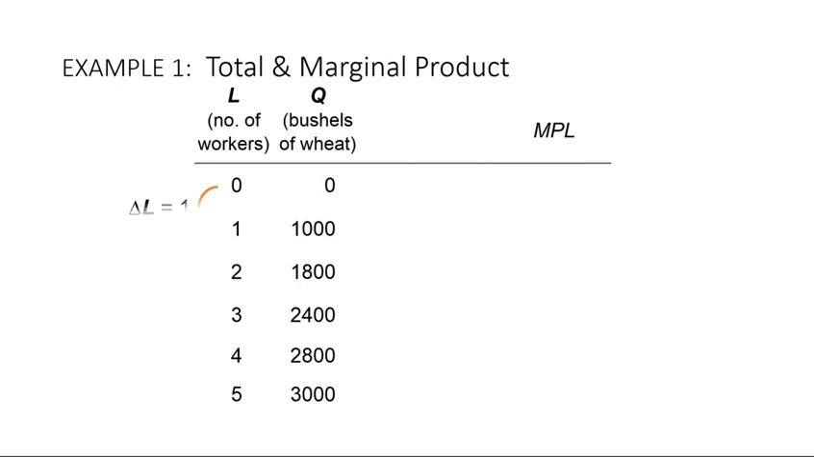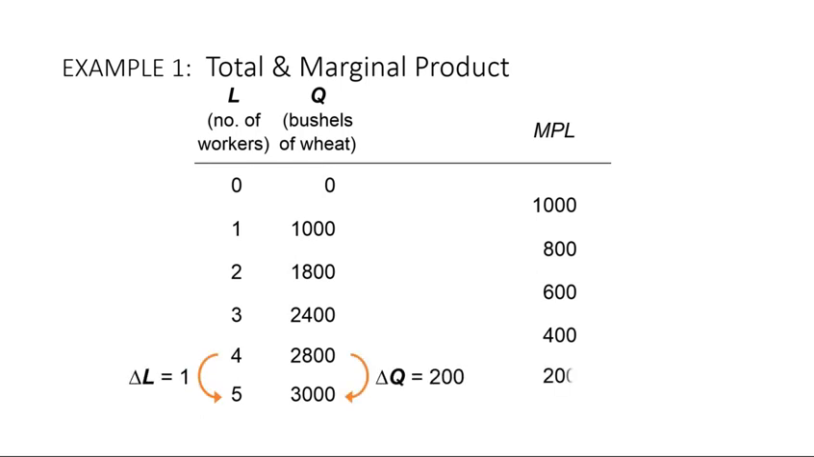That first worker we hired caused output to go up by 1,000 units, 1,000 bushels. So the marginal product of worker number 1 is 1,000. Now, as we saw before, when we hired the second worker, we didn't quite get another 1,000 units out of him. Otherwise, total production would have been up at 2,000. So the second worker only gives us a marginal product of 800 additional bushels. The third worker only gives us a marginal product of 600, and so on and so forth.